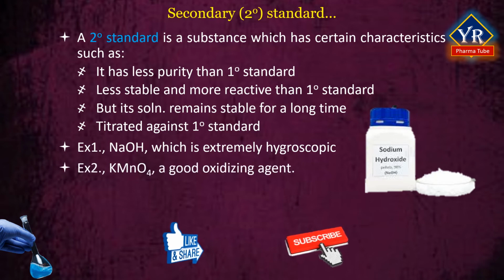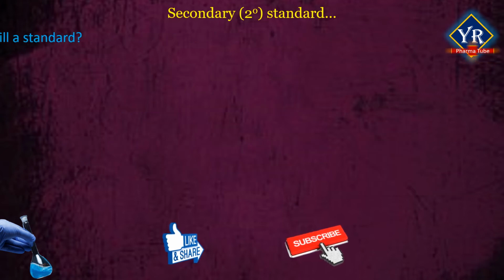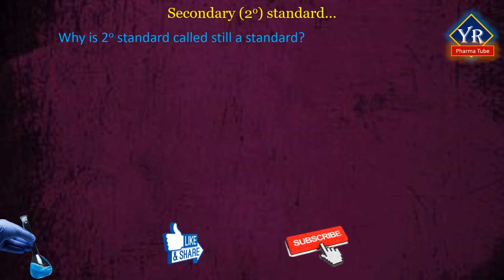Another example is potassium permanganate, which is a good oxidizing agent. It is reactive and so less stable. More often, due to its reactivity, its own reduced product, manganese oxide, contaminates the content. That is why it is unsuitable for being a primary standard, but it can be used very well as a secondary standard. Next question is, why is a secondary standard still called a standard?